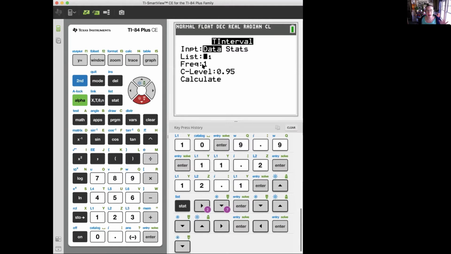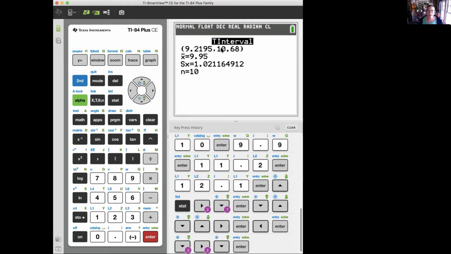That's a more complicated thing than we're doing in this class. Confidence level, it's listed at number 20. Normally I would put it up with the description. I apologize for that. So it is a 0.95. We're going to go down to calculate and press enter. And there we have our confidence interval.